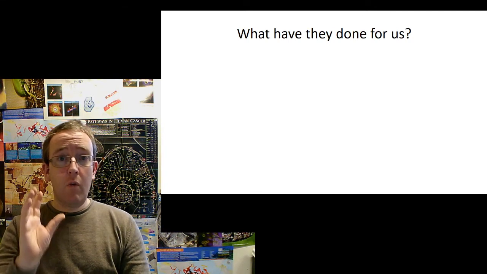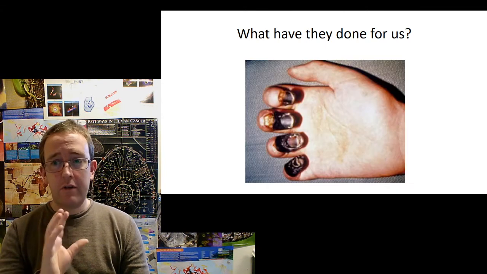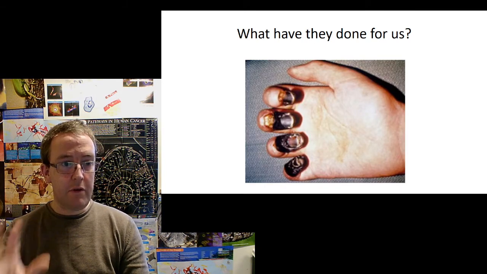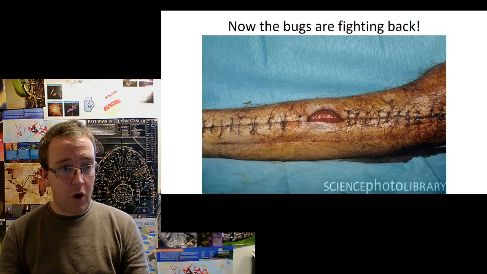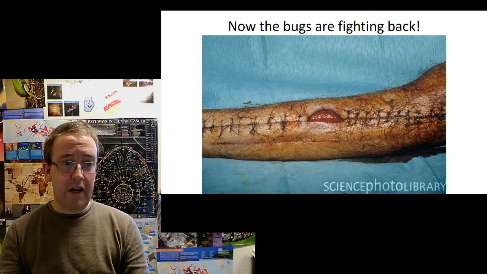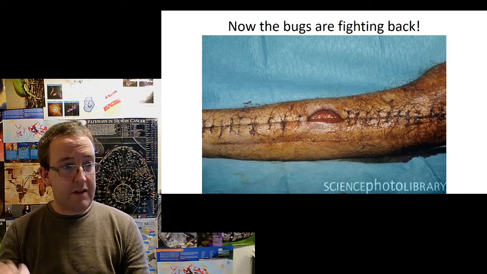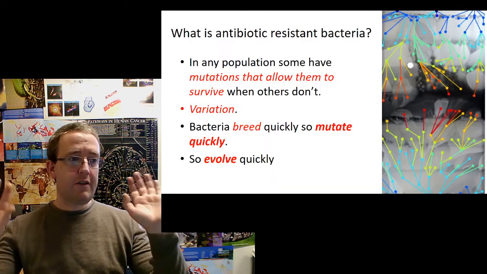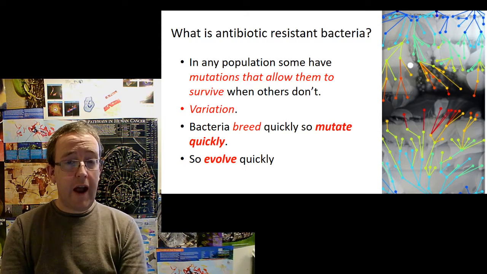So what have antibiotics done for us? Well, they've prevented nail bed infections like this, that would normally be treatable with an antibiotic, and of course post-operative infections that look like that, as somebody's leg there that has obviously suffered from a major incision, and you've got an infection in there that's causing swelling. That's gone now, that's done. But just to show you how important those are.